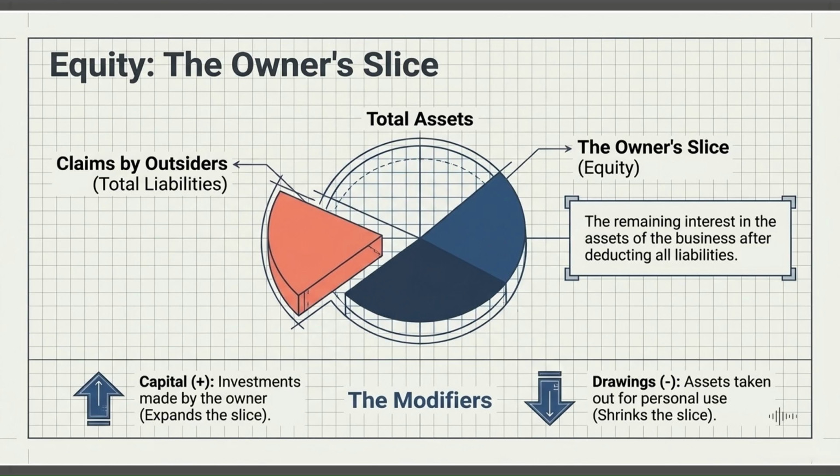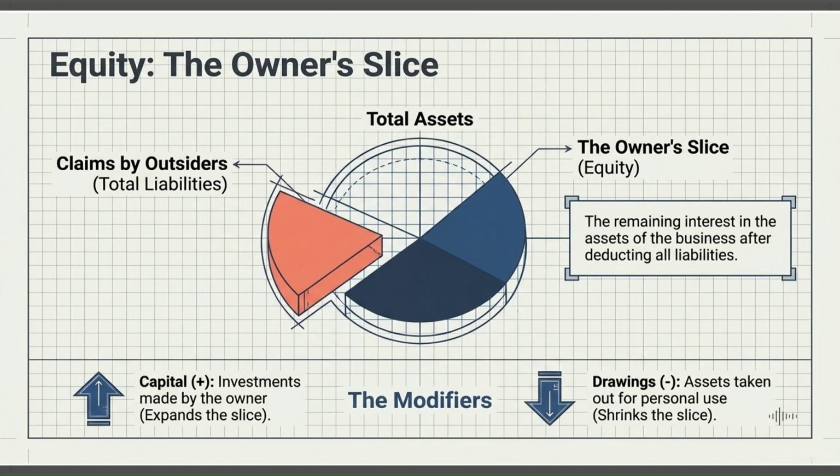The formal definition follows directly. Equity is the remaining interest in the assets of the business after reducing or deducting all liabilities. Now, a point that trips up almost every student. From the business's point of view, equity is something the business owes to the owner. Surely the business belongs to the owner.